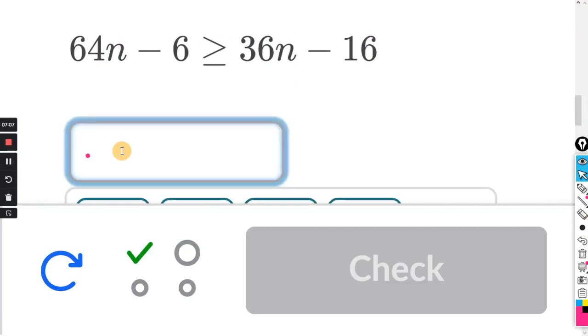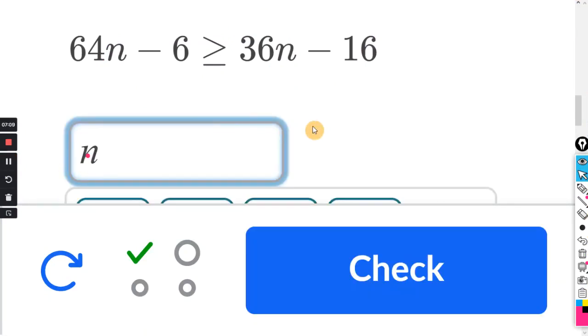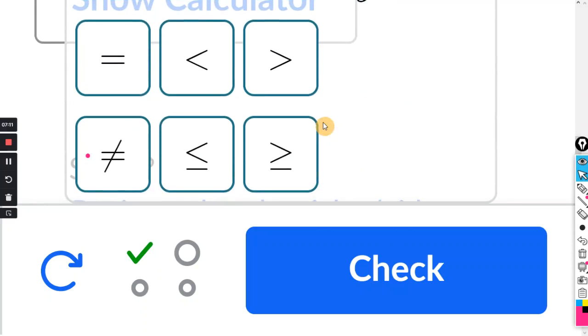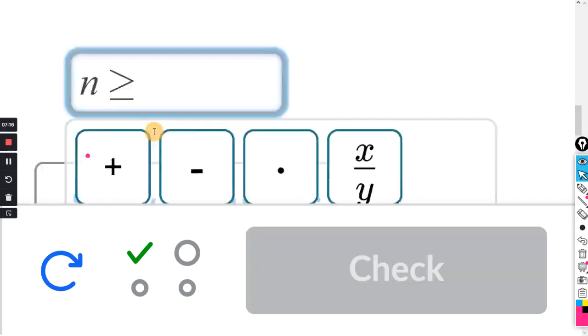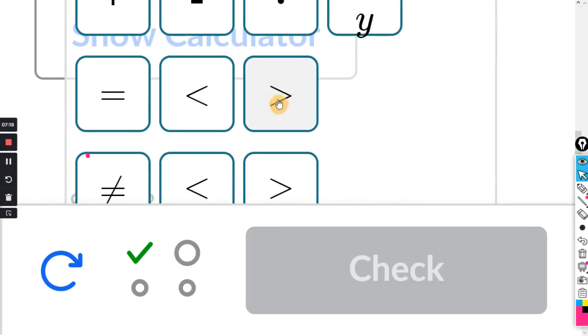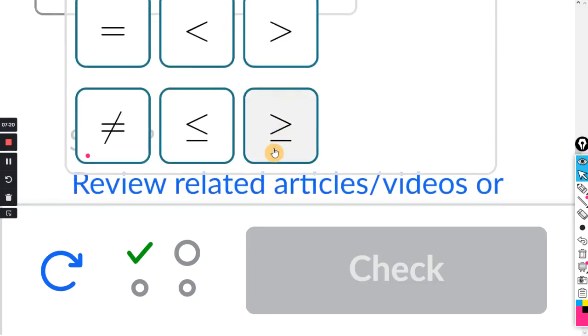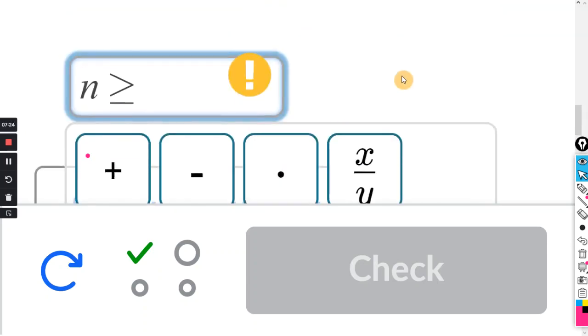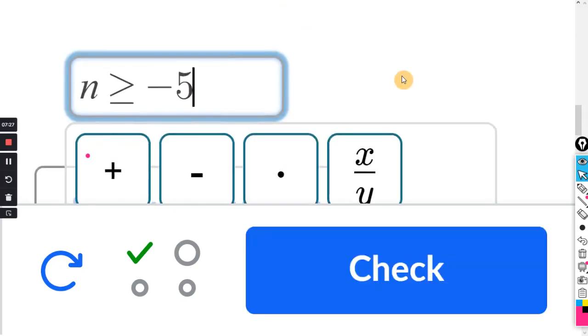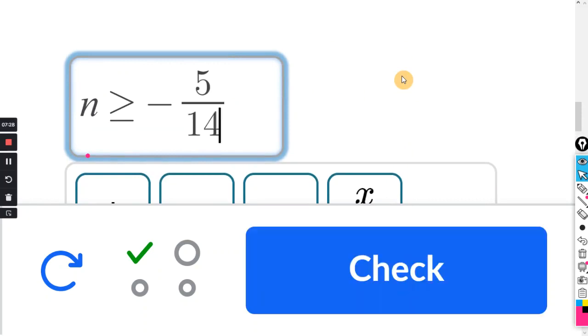Click in the box. N is greater than or equal to. Make sure you choose the right one. Greater than or equal to. If you just choose greater than, it's going to be wrong. Greater than or equal to. That line on the bottom is also equal to. And then I'll type negative 5/14. So that's it.